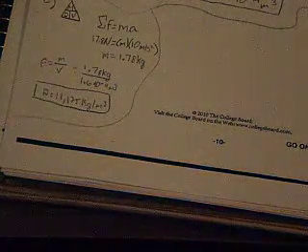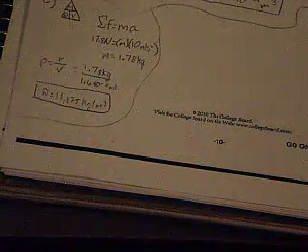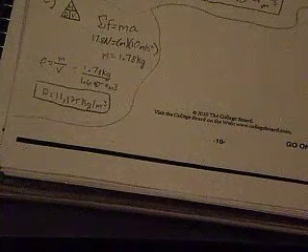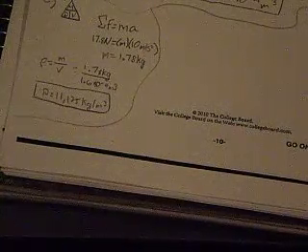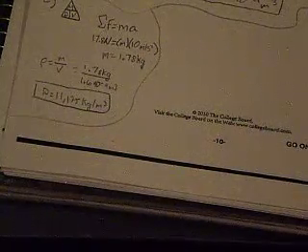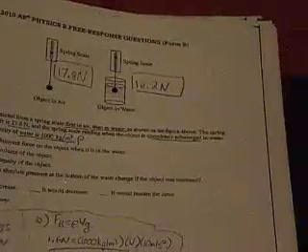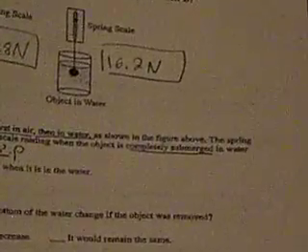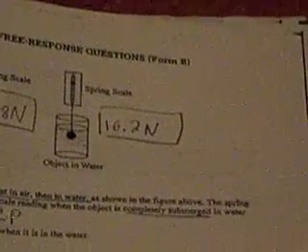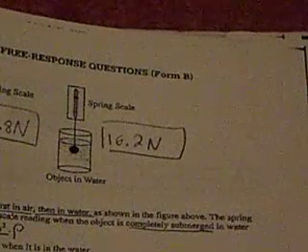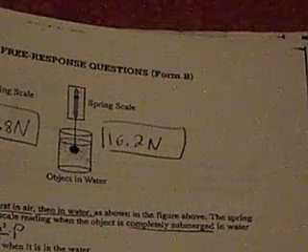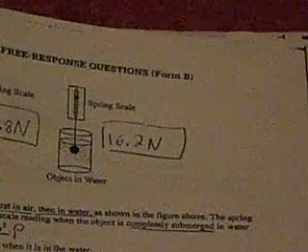Now, part D says, how would the absolute pressure at the bottom of the water change if the object was removed? So let's say we're back up in our diagram. Excuse my old and rickety tripod. The object is in the water. What would happen if we took the object out?